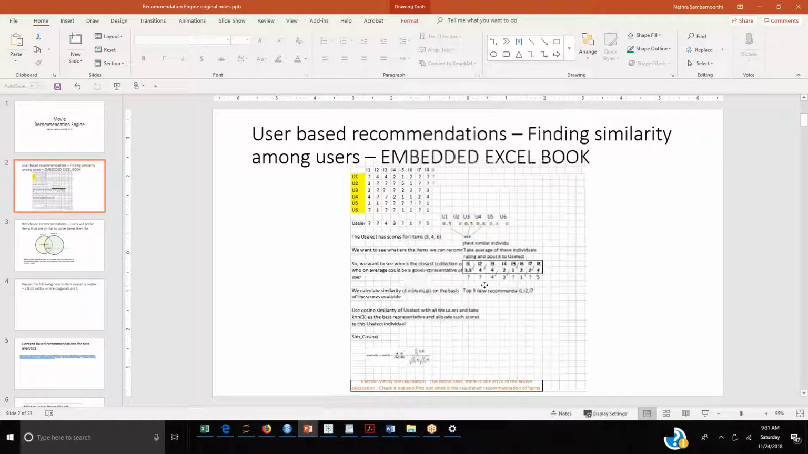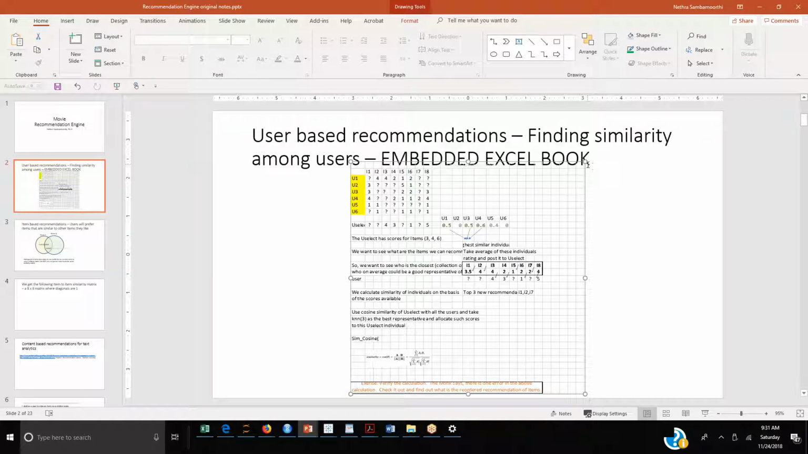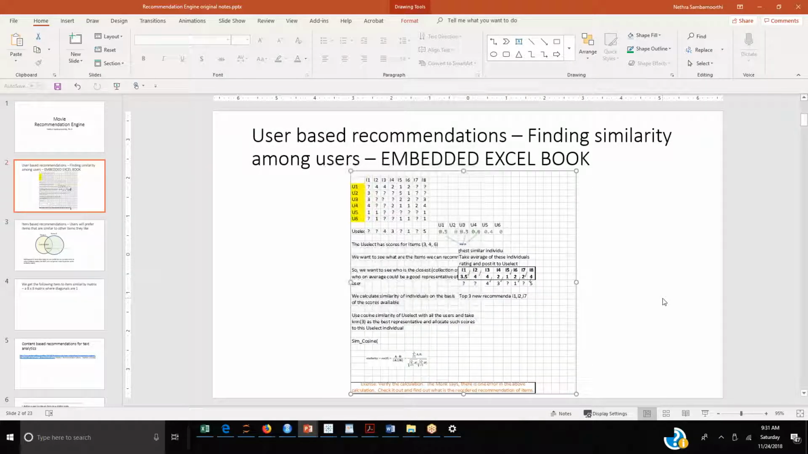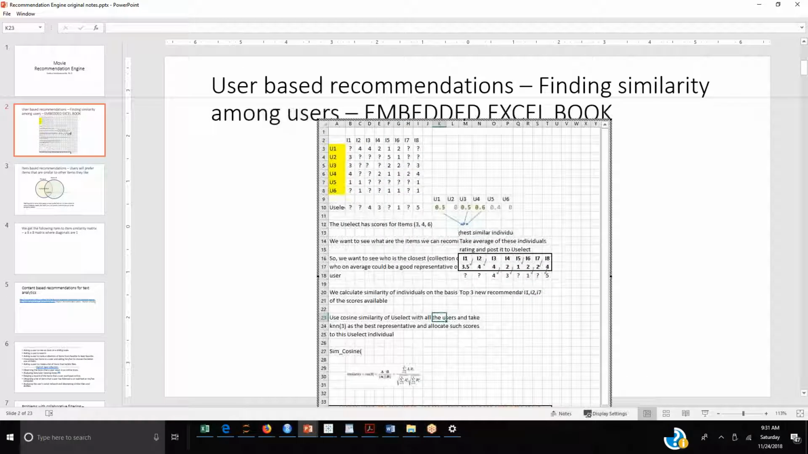Excellent. So go to this slide 2. We are talking about slide 2. Okay. So the question is really how similar a particular user is to other users. That's what we are trying to find out. The most similar person's interest, we will put that score there. Are you with me?